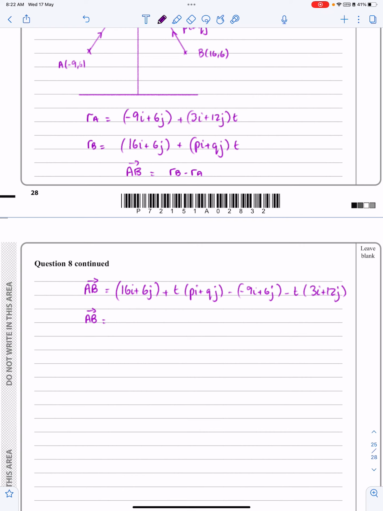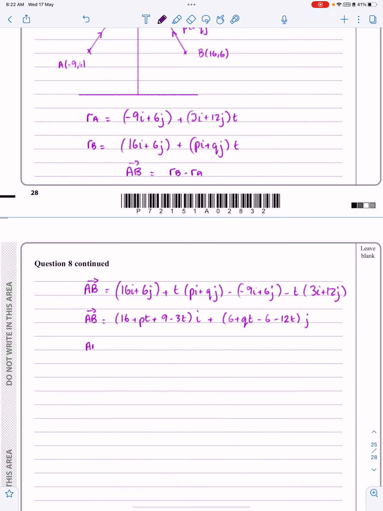I'm going to collect all my i's together. So if I collect my i's together, I've got 16, I've got pt, I've got 9, and I've got minus 3t. That's all the i's combined. And then with the j's, similar thing. I've got 6, qt, minus 6 and minus 12t lots of j there. Do this yourself and then match it up to mine.